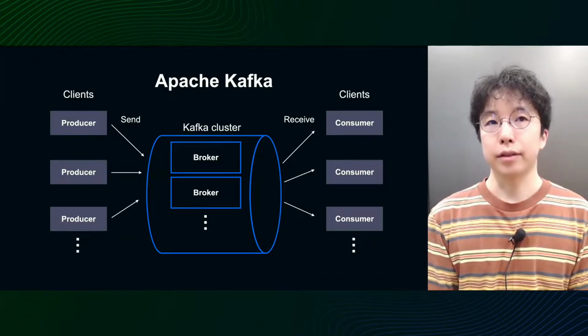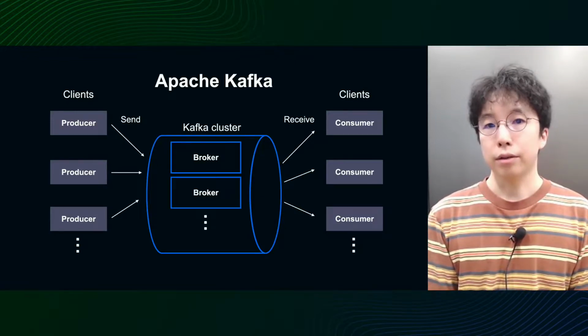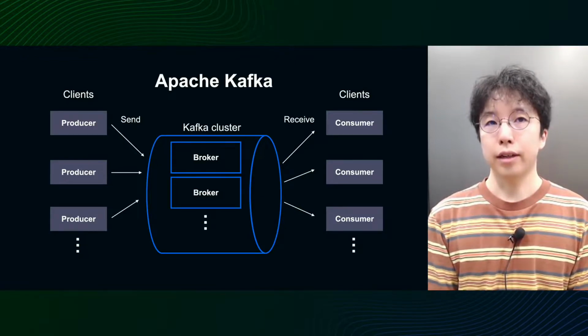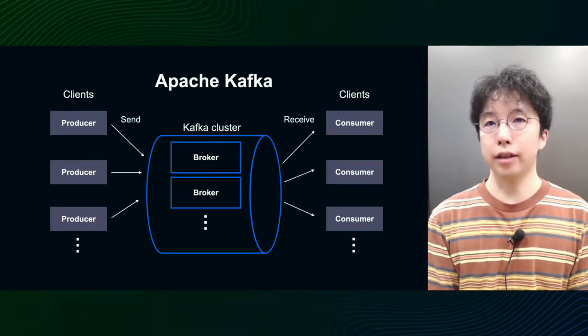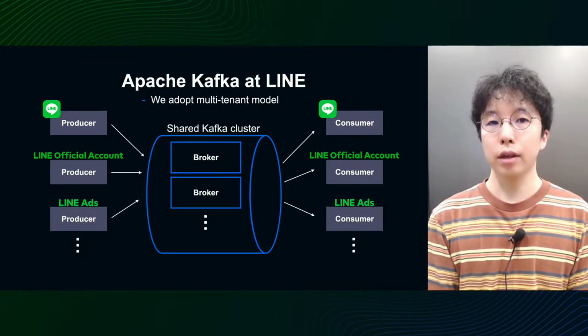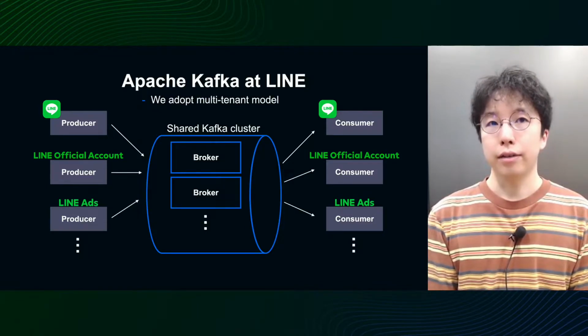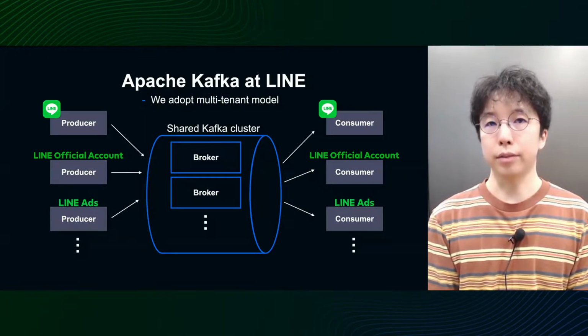I will explain about Kafka simply. One Kafka cluster consists of multiple servers called brokers. And we call a message sending client a producer, and a client that receives and processes messages a consumer. We use a multi-tenant model in which one Kafka cluster is shared by multiple services.